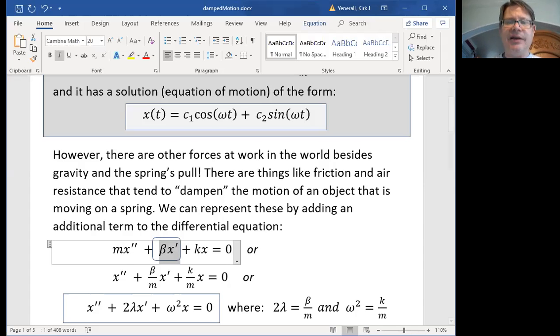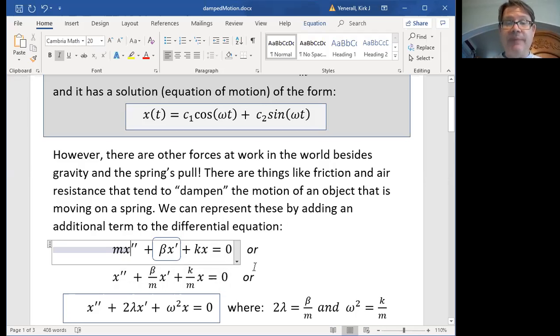So we'll get an equation of m times the second derivative of x. That's our gravitational factor in the equation, plus beta times x prime. That's our dampening term, plus k times x. That's the term that's coming from the restorative force of the spring, all equal to 0. That'll be our new differential equation, taking into account the dampening.